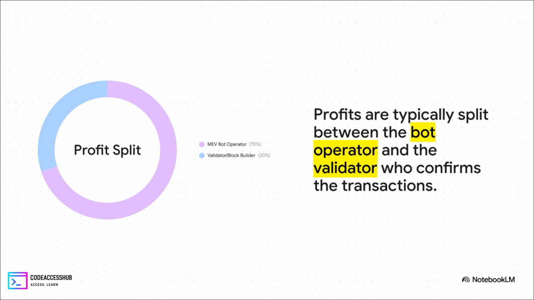Well, it's usually split 2 ways. Most of it, like 70%, goes to the MEV bot operator. That's the person or team running the software that sniffs out these opportunities. But here's the really messed up part. A big chunk, maybe 30%, goes to the validator or the block builder. It's basically a bribe to make sure their attack transactions get placed perfectly around yours. It creates this really toxic incentive structure deep inside the network.